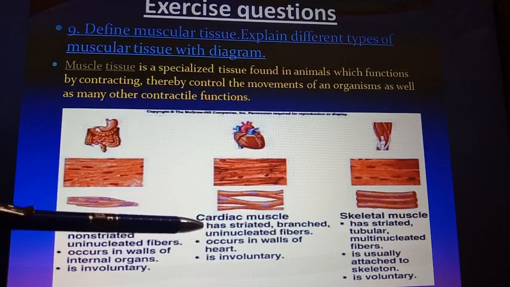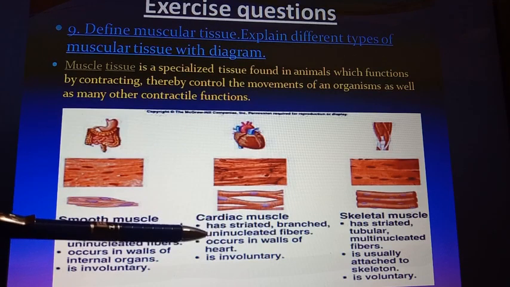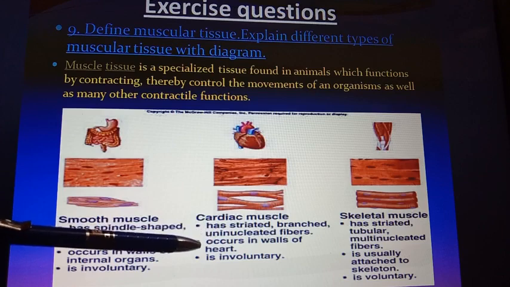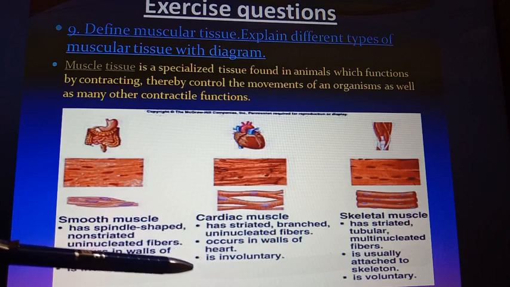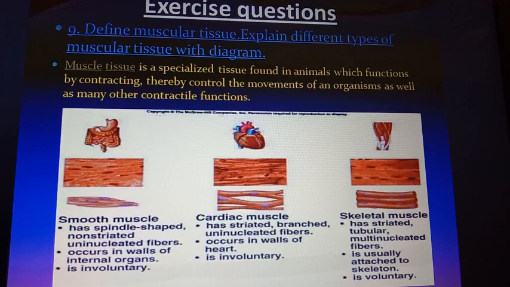Next is cardiac muscle, with striated, branched, uninucleated fibers. It occurs in the walls of the heart and it is also involuntary. We can't move cardiac muscles by our will either. And lastly, skeletal muscle or voluntary muscle. It has striated, tubular, multinucleated fibers and it is usually attached to the skeleton and helps in the movement of our body. It is voluntary. We can move it by our own will.